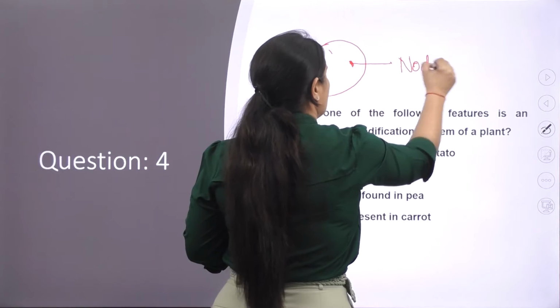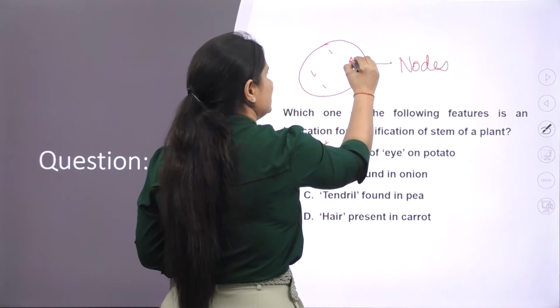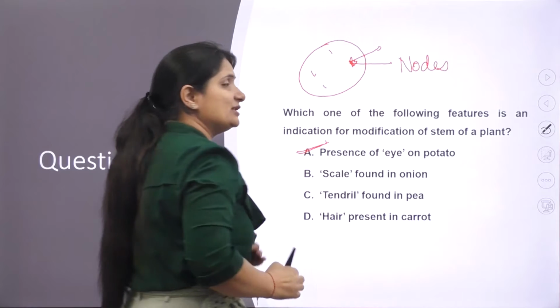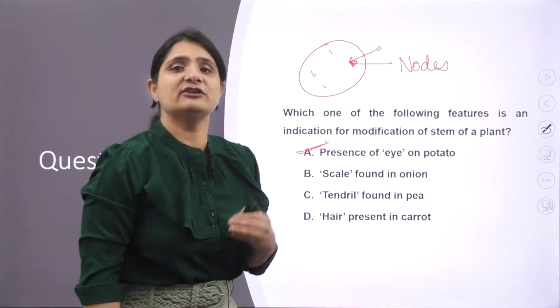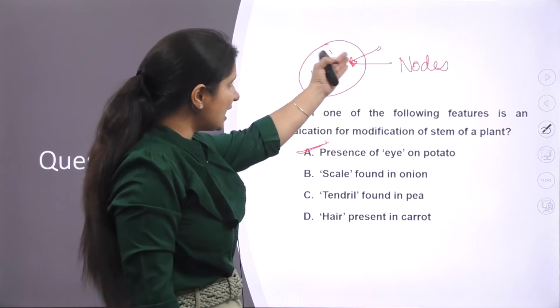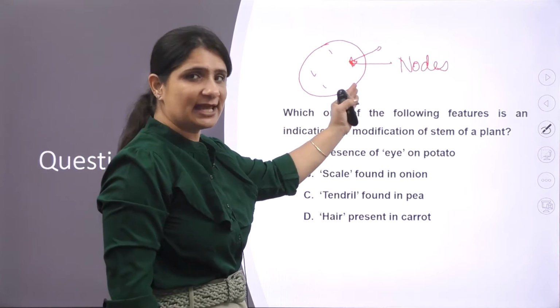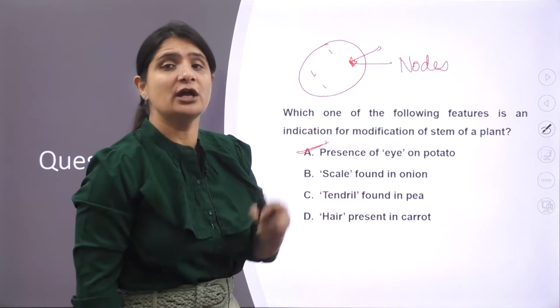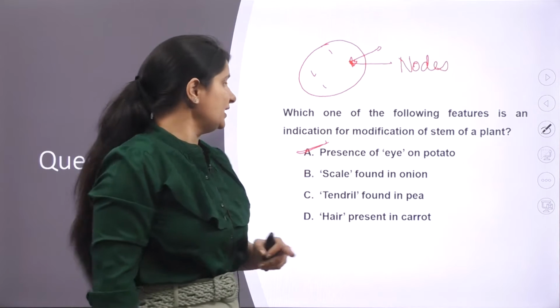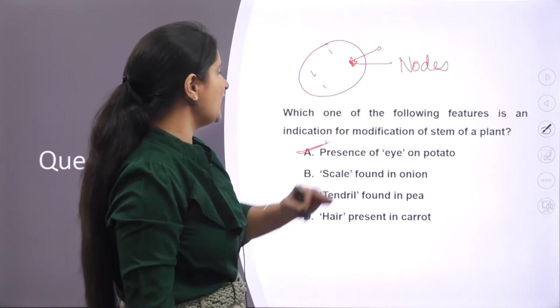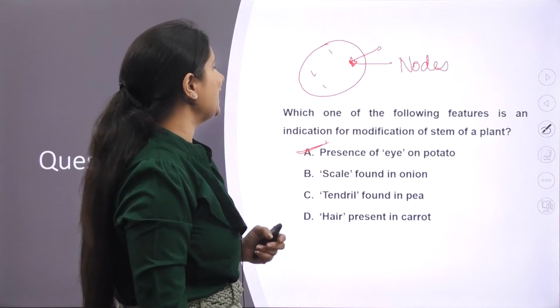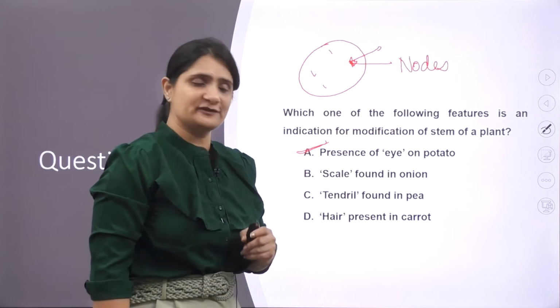सो नोड्स हैं और इन्हीं नोड्स से आइज बन जाती हैं, यानी कि एक न्यू प्लांट जो है जनरेट किया जा सकता है बाय वेजिटेटिव प्रोपेगेशन ऑफ प्लांट. सो दीज आइज इंडिकेट दैट दिस इज अ स्टेम बिकॉज इट ओरिजिनेट्स एट द नोड विच इज अ पार्ट ऑफ स्टेम. Right, so option A, presence of eye on potato indicates that this is a modification of stem of plant.